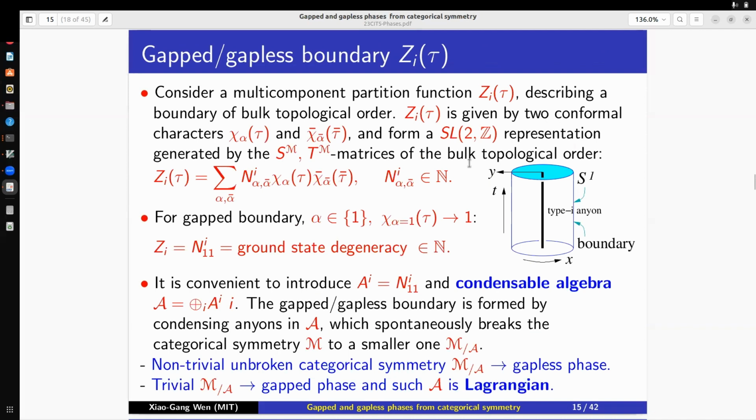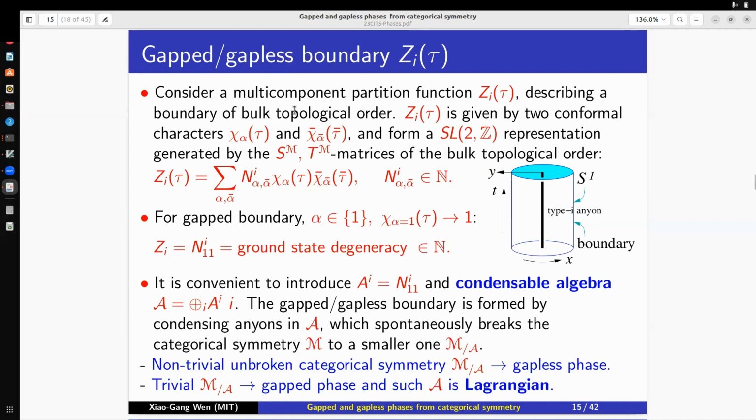Okay, so let's do this calculation now. As a warm-up, we'll do the gapped state first, then we do gapless. Actually, this approach works not only for a gapless boundary, but also for a gapped boundary.